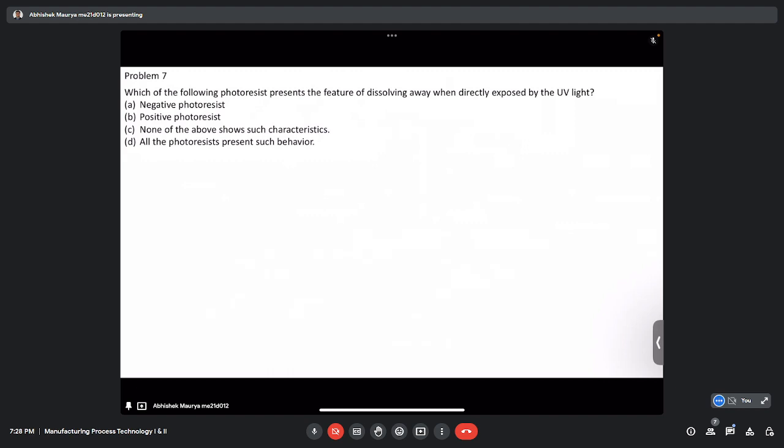Which of the following photoresists presents the feature of dissolving away when directly exposed to UV light? Let's start looking at the process, meaning which process we are talking about. We are talking about photolithography. It is one of the techniques for creating micro features or nano features. So photolithography is also a micromachining process.